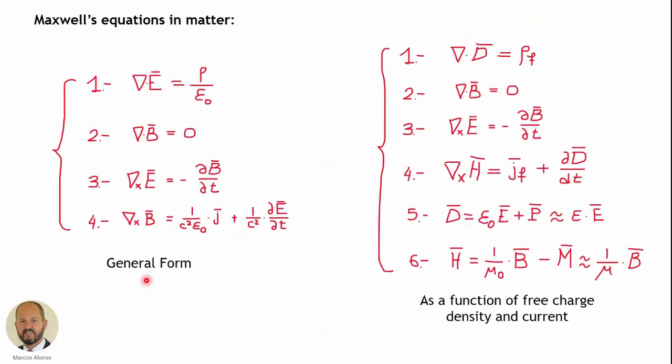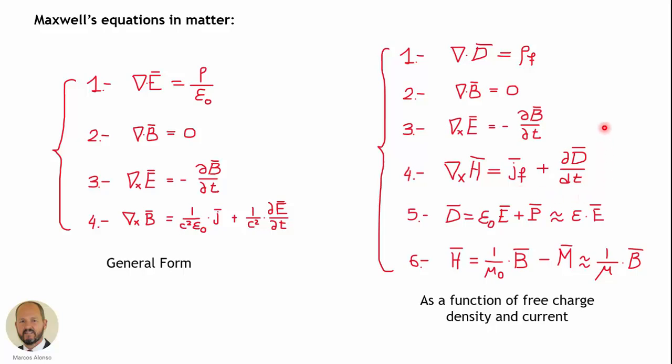And finally, as summary, we have here the Maxwell's equations in matter. This is the general form in which the effect of the matter is here in the charge density and in the current density. But here the effect of the matter is hidden. So on the right we have the Maxwell's equations in matter again, but as a function of only the charge density due to free charges and the current density due to the motion of free charges.